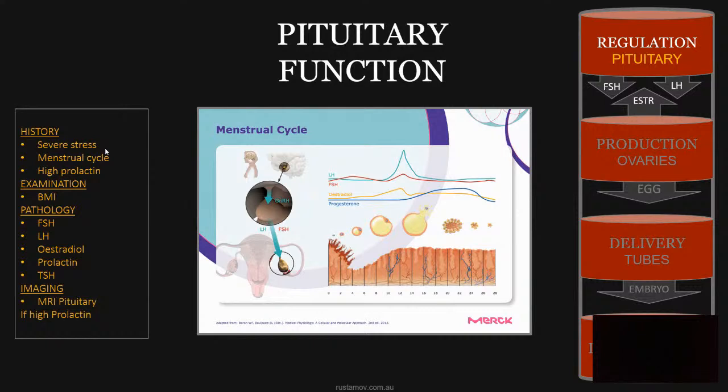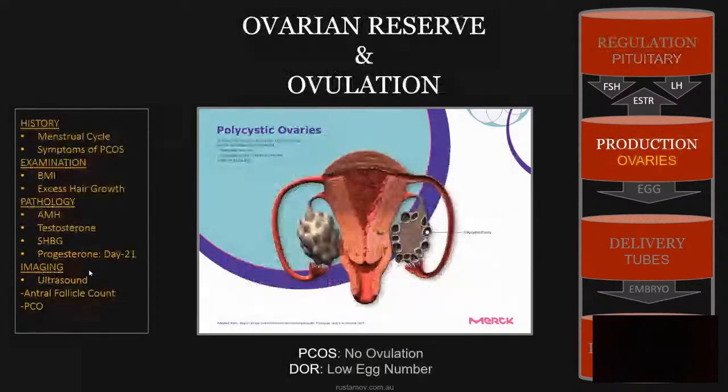In terms of tests, we check FSH and LH levels and estradiol levels. Typically, patients with a pituitary problem have very low FSH and LH. And also, we check prolactin, because having high prolactin levels can cause infertility. And also a thyroid function test, because thyroid function is linked to pituitary problems.